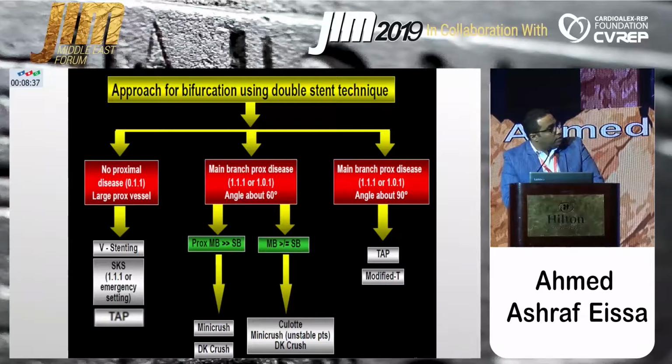If the main branch proximal disease with Medina classification 111 or 101 and the angle about 60 and the side branch equal to the main branch, then Culotte technique, mini crush or DK crush are the best. If the proximal main branch is more sizable than the side branch, then mini crush or DK crush is the best. With no proximal disease, Medina 011, and a large proximal vessel, V-stenting, simultaneous kissing or TAP technique are the best.